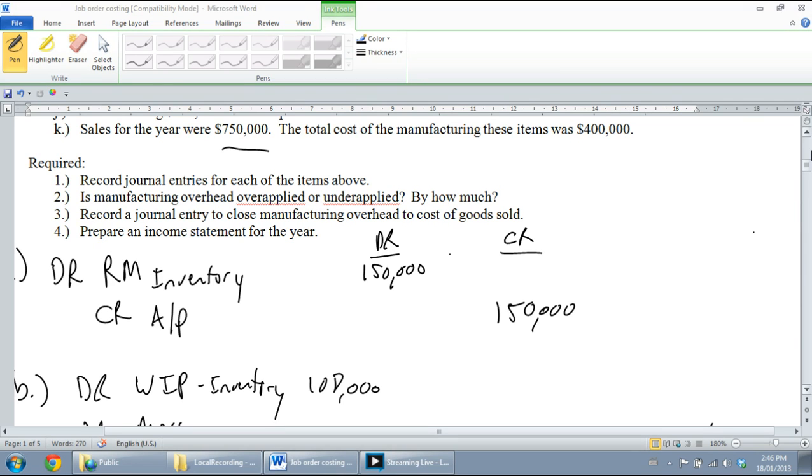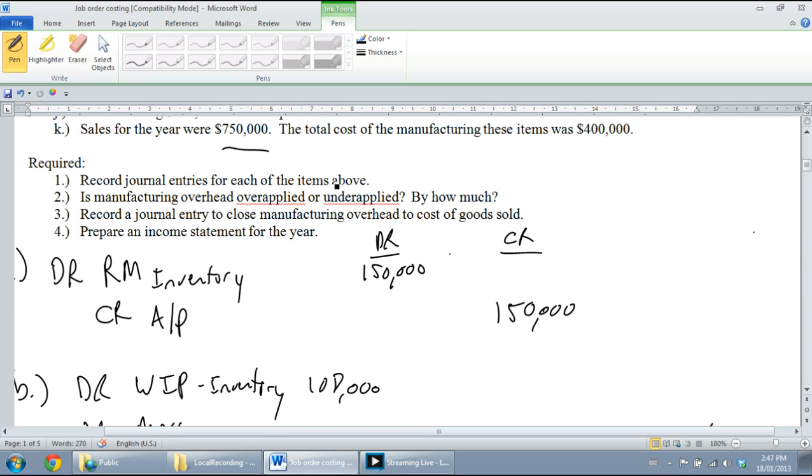In our last video, we worked through a problem on the journal entries of job order costing. This video, we're going to continue that problem. So we've completed part one of the problem, and if you want to see that, go back to our previous video. If you want to continue the problem, though, you've come to the right place. Let's look at part two.